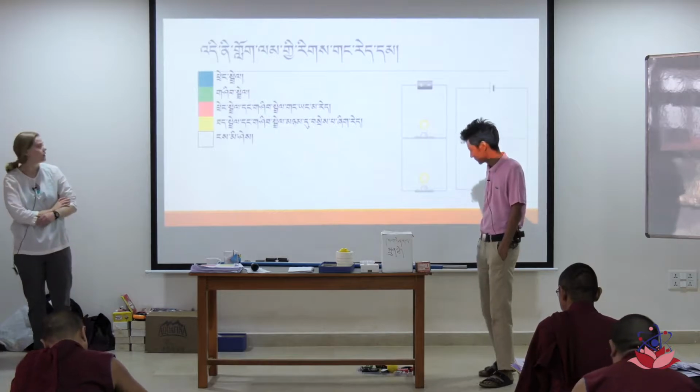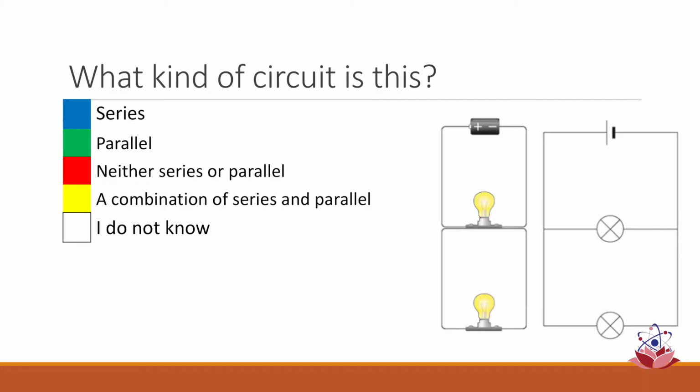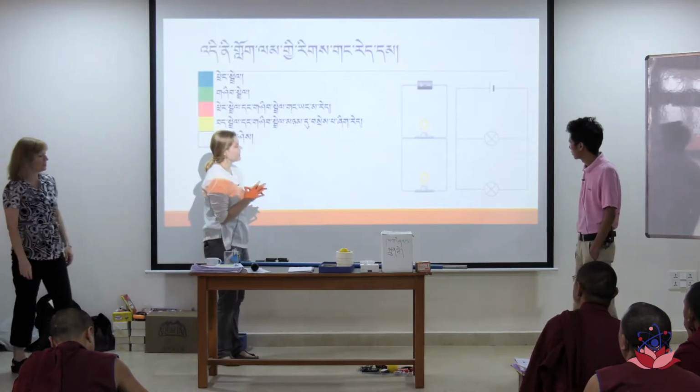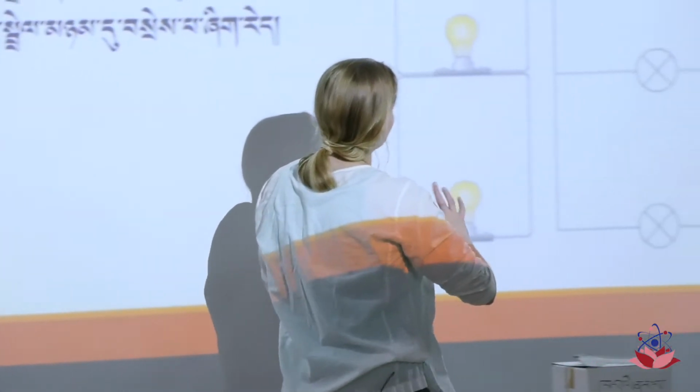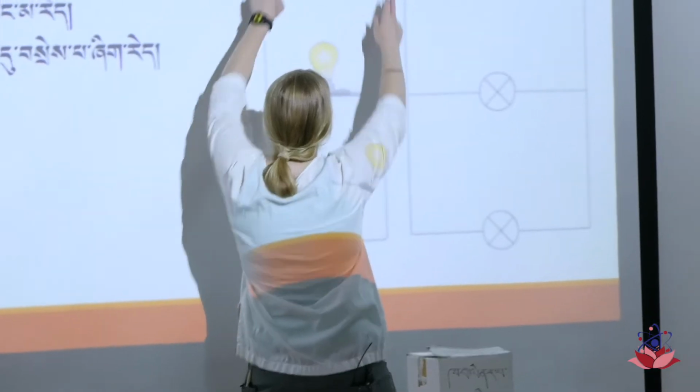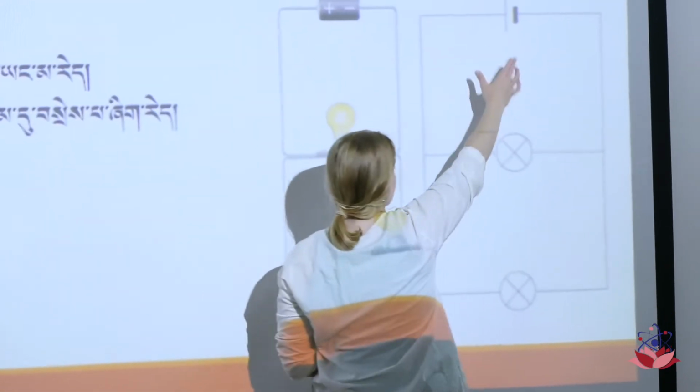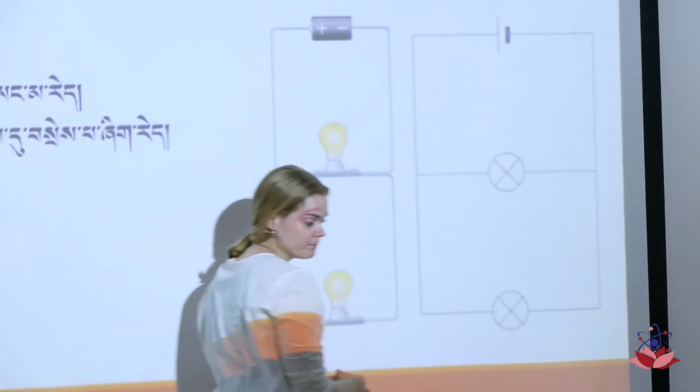Okay, so what kind of circuit is this? And then one thing we just wanted to say is that these are the same circuit. We're just representing them with pictures, and then this is a circuit diagram.